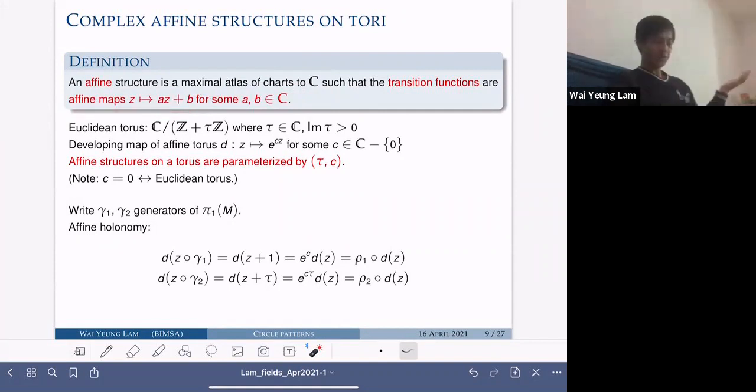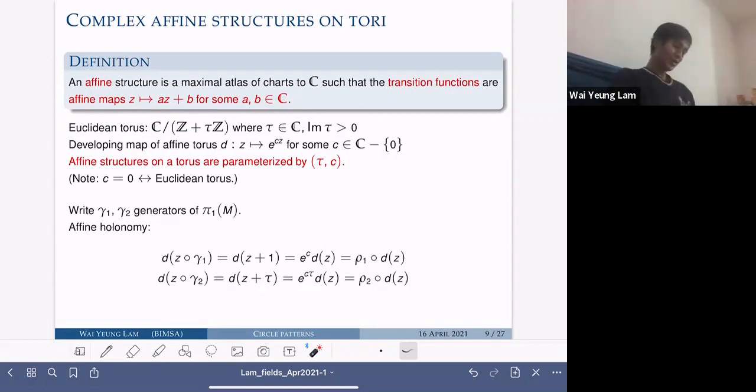If you have a conformal structure, then the transition functions are conformal maps. If you have a CP1 structure, then these are the Mobius transformations. But in this case, it's an affine structure, so we just consider the transition functions as affine maps. Now what we are going to do is parameterize the affine structures on a torus. So how can we do that?